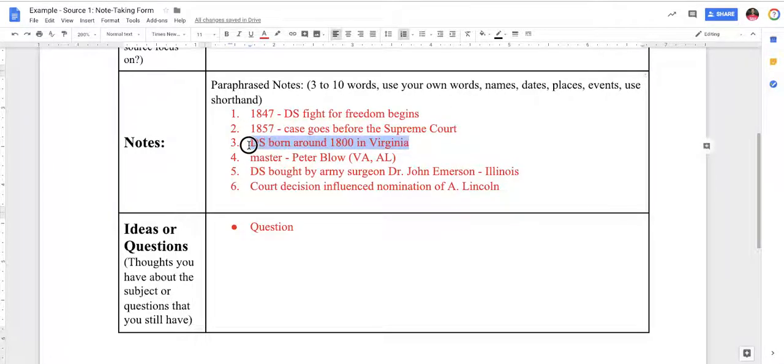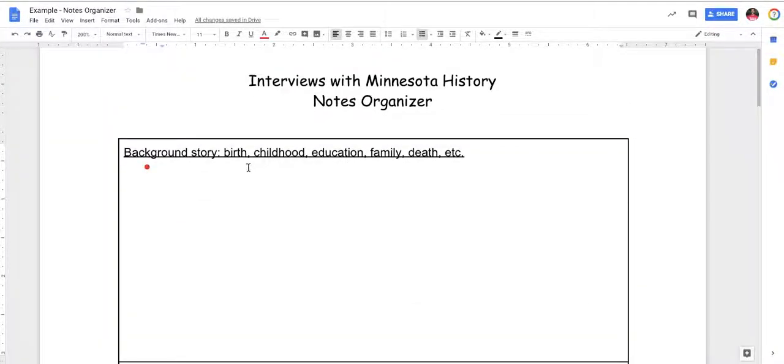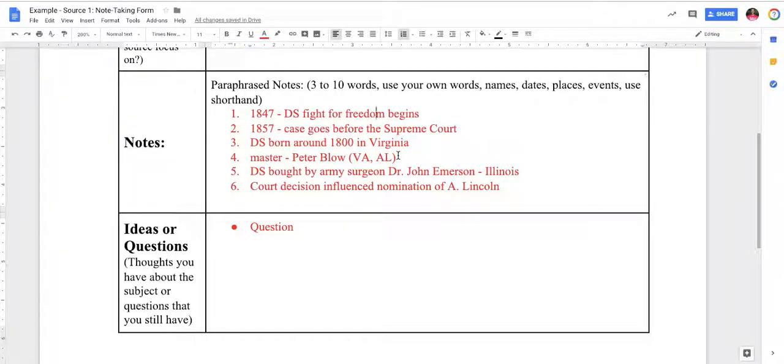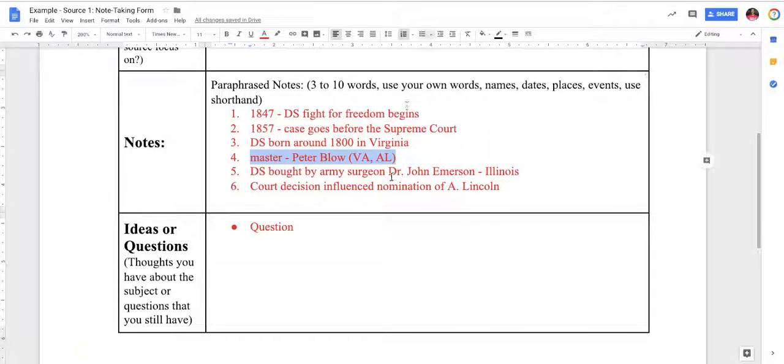I see the topic has changed a little bit. Dred Scott, born around 1800 in Virginia. I'm going to copy this. This one, it's not impacting Minnesota, is more to do with background story, birth, childhood, education, family, death, etc. So I place it in there because it's born, it has to do with birth. Okay. Next one. His master when he was born was Peter Blow. They lived in Virginia and Alabama. Again, this is background information, so I'm going to put it in this category.